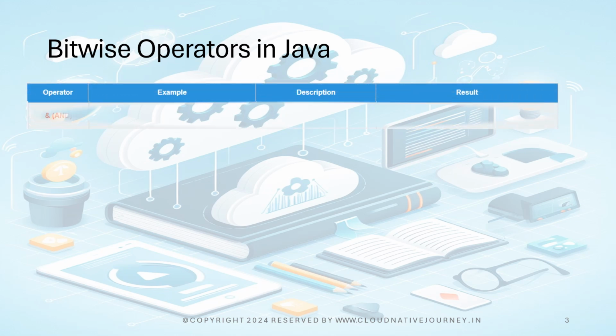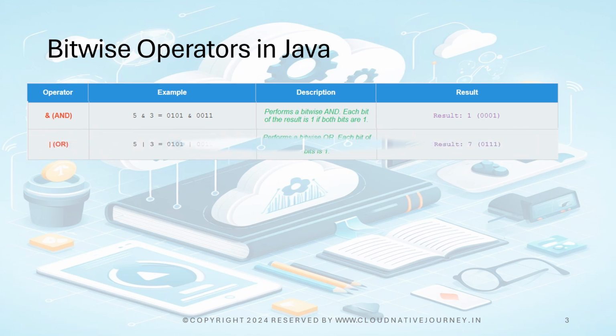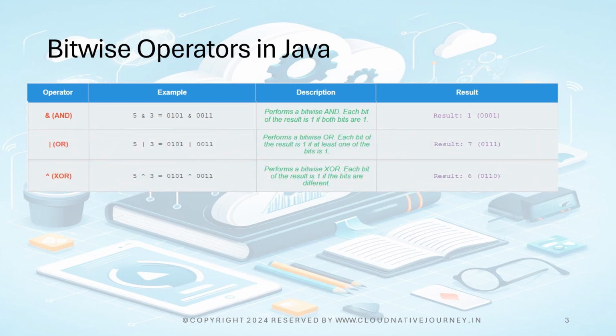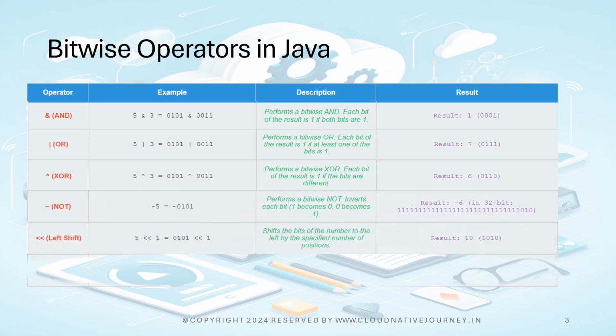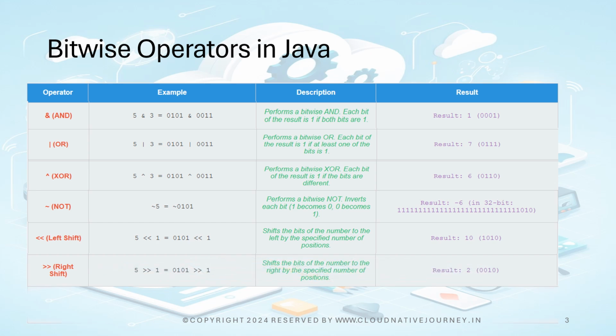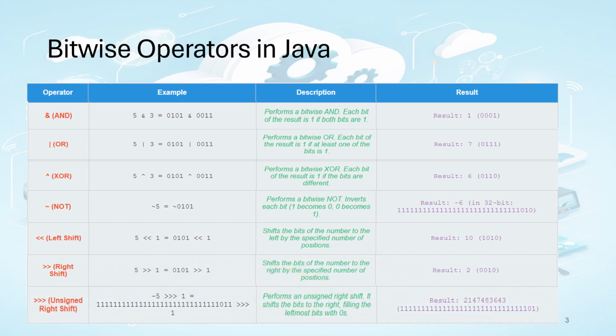In this table, we are going to show you all the bitwise operators one by one. First one is the AND operator, the OR operator, then the XOR operator, then the NOT operator, which is the negation operator, then the left shift operator, the right shift operator, and finally the unsigned right shift operator.